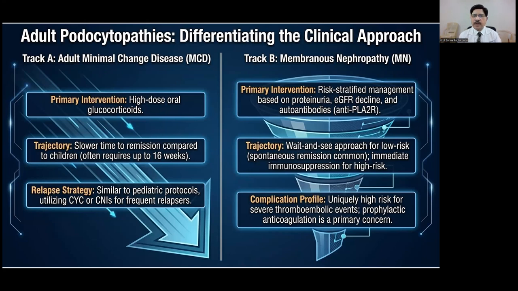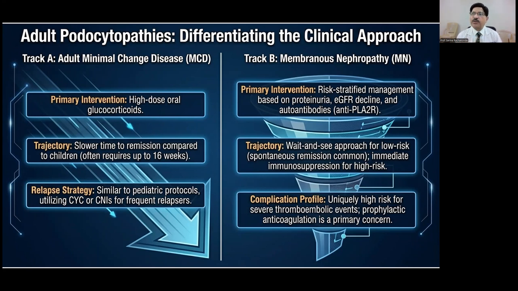Minimal change disease, electron microscopy only shows changes, light microscopy, glomerular, no. Primary intervention, high dose glucocorticoid. Trajectory, slower time to remission compared to children. What is the time I have given there in children? 4 weeks. Here, I can wait up to 6 weeks to say that it is steroid resistant in case of adults. In case of children, 4 weeks treatment is good enough to say they have not responded. Whereas in case of adult, I have to give them 16 weeks treatment.